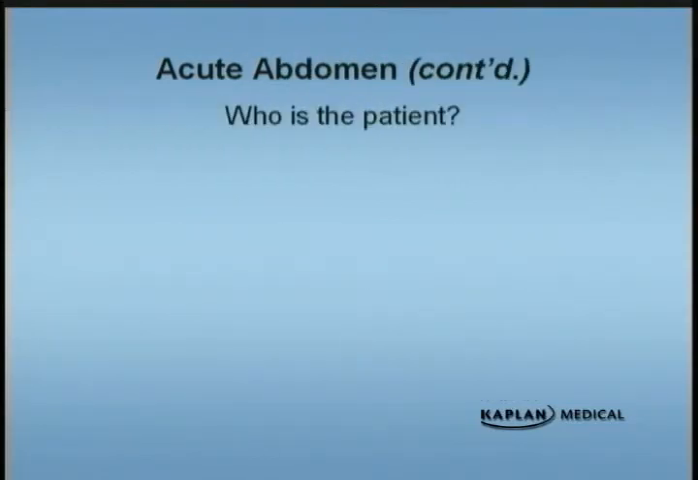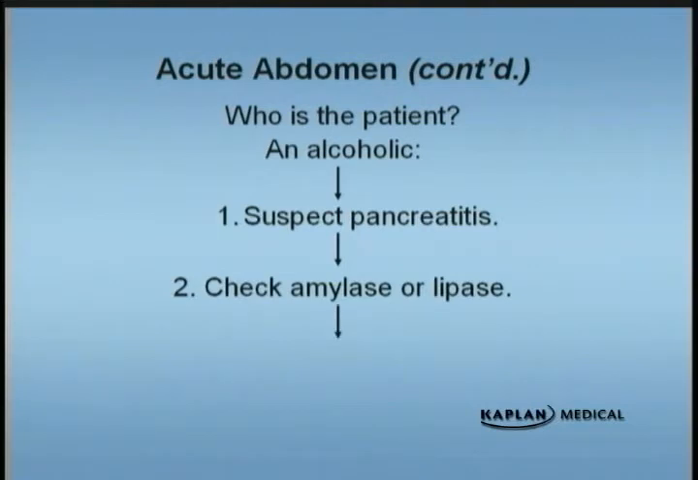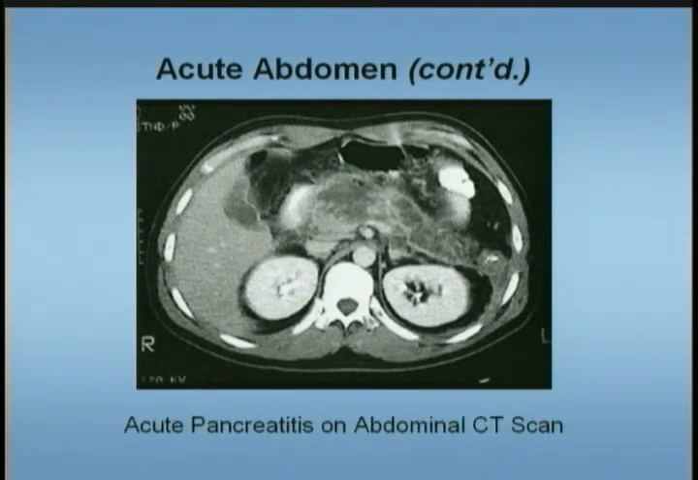Let's move to the next. Who is the patient? An alcoholic. You think immediately of pancreatitis. You check the amylase or the lipase, you put the pancreas at rest. Here is a CT scan of the abdomen showing acute pancreatitis. You would do these only if the amylase and lipase are equivocal and you cannot otherwise make the diagnosis.